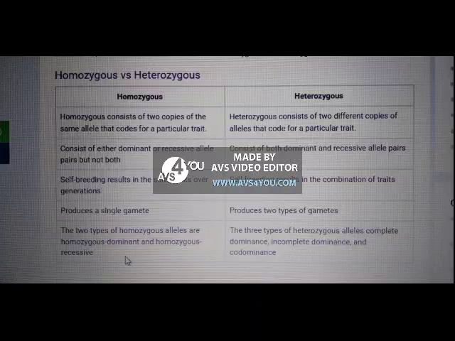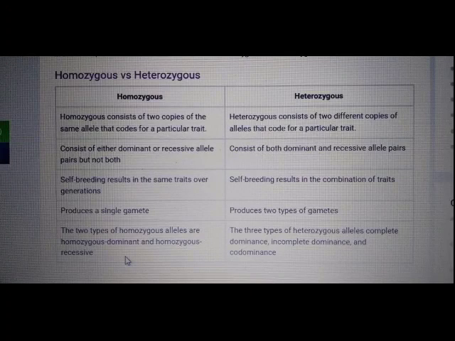Then in case of heterozygous, they have two different copies of alleles that code for a particular trait. It consists of both the dominant and recessive allele pair. And heterozygous gives out always a combination of the parent, that we studied about variation. So it shows variation. Then the next one is heterozygous produces two types of gametes. That is, in case of tall pea plant, it can be capital T or small t.